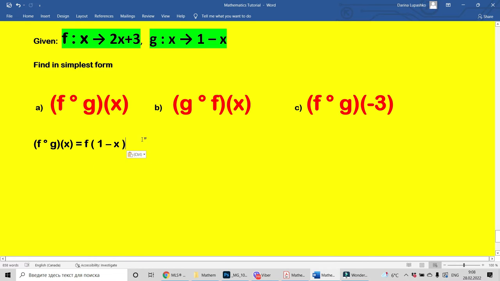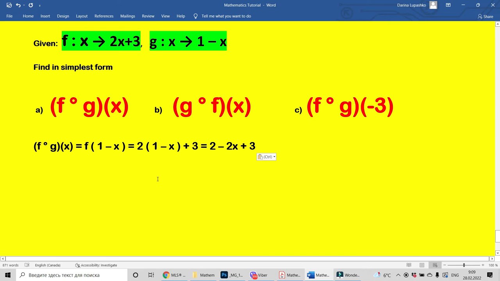And we will get, this is function f. So instead of x, I'm writing function g, 1 minus x. And let us rewrite it, simplify it. We open the brackets and we get 2 minus 2x plus 3, which is 1 minus 2x. This is function f following g.